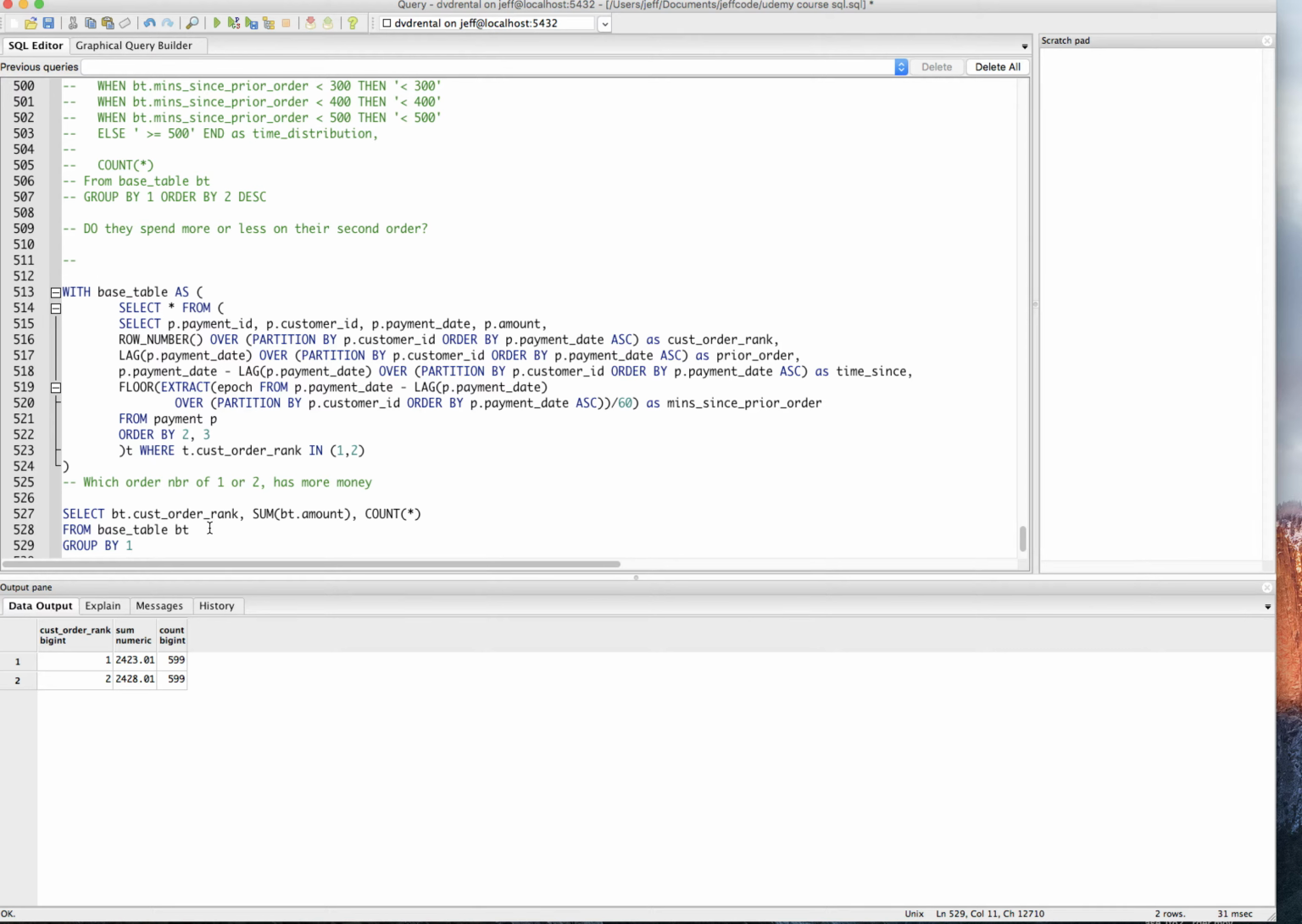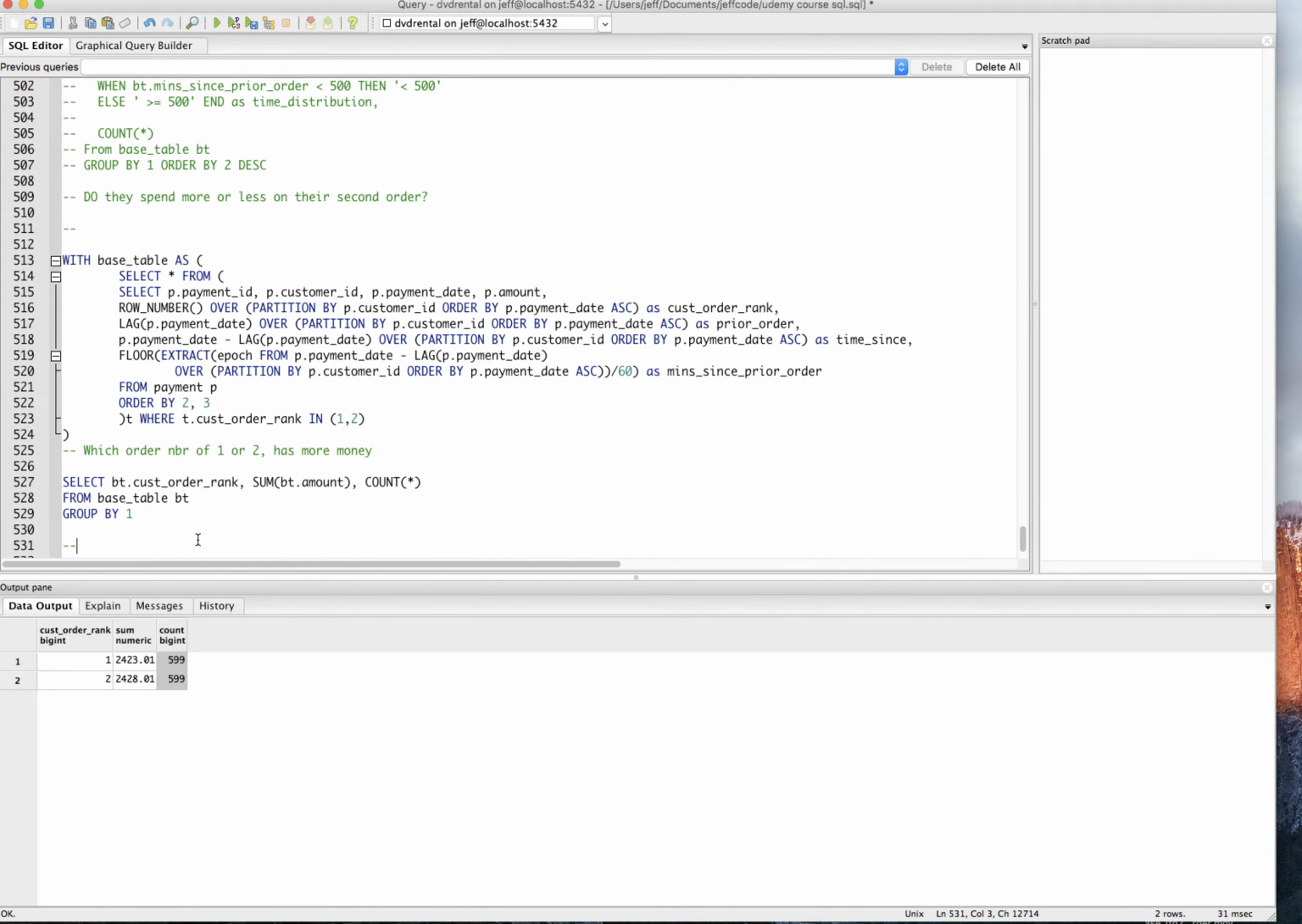Very interesting. And we see here that we have customer order rank of 1 has around $2,400.23. Customer order rank of 2 has around $2,400.28, and the count, unfortunately, is identical for both. Why is that unfortunate, you say? Because this DVD rental database doesn't necessarily look like a real customer database. It just so happens that every customer has at least 2 orders.